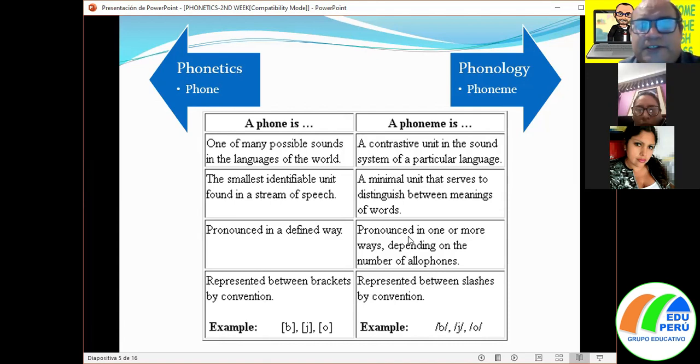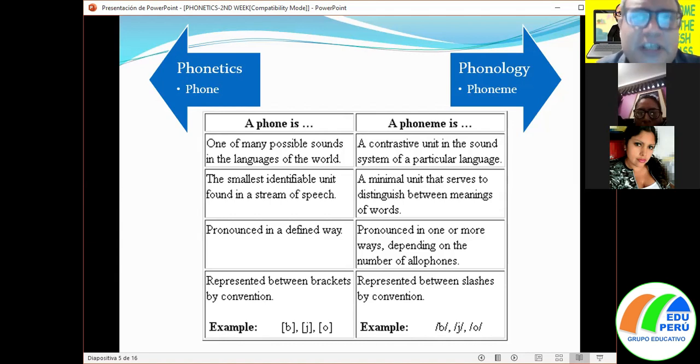A phoneme, on the other side, is a minimal unit that serves to distinguish between meanings of words. That's what I told you, that is called contrastive. The third point related to a phone: a phone is pronounced in a defined way, something specific in a physical aspect. A phoneme is pronounced in one or more ways, depending on the number of allophones. Notice, a phoneme could be pronounced in different ways because it has different allophones.